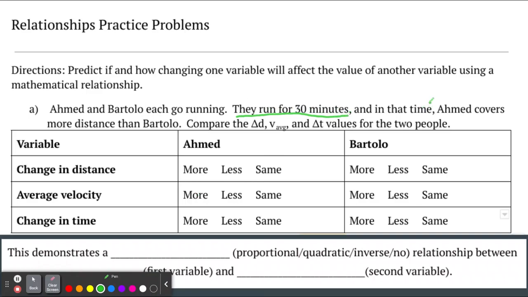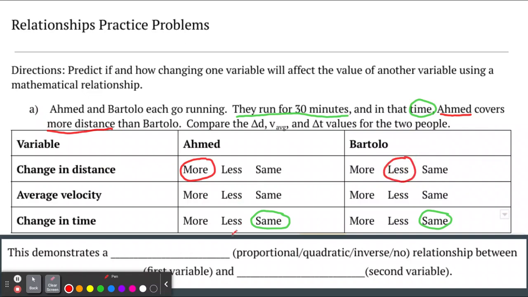So they run for 30 minutes. That is a measurement of time. So we're focusing on that change in time. It looks like it's the same for both of them. They both ran for 30 minutes, so I can go ahead and mark same. Ahmed covers more distance than Bartolo. So Ahmed, more distance. Then my change in distance, that would mean that we have more, and Bartolo ran not as far, less of a distance.